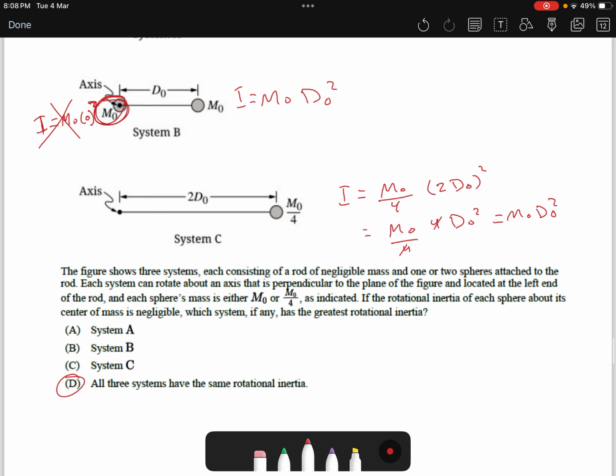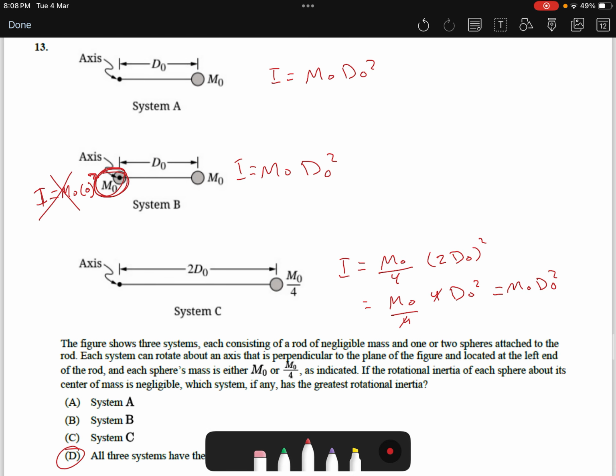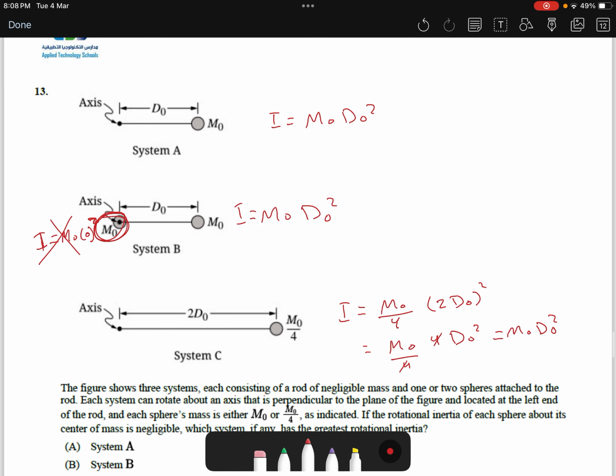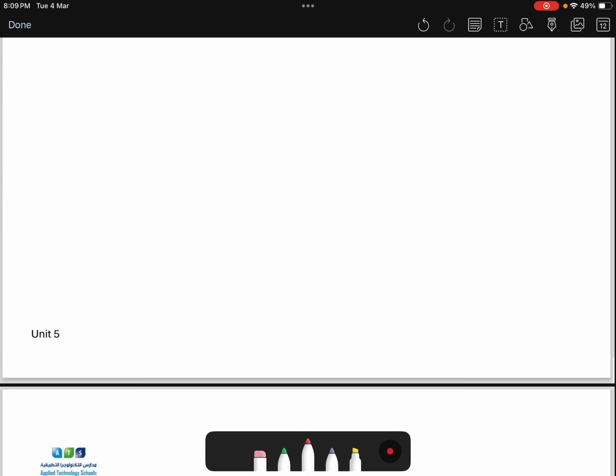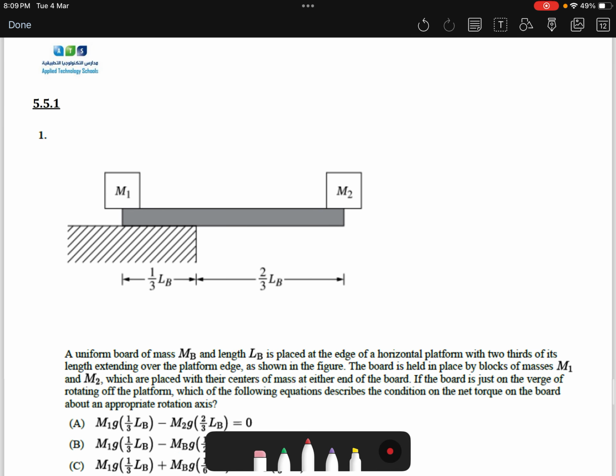Sorry, let's have this comment here. Always when we have mass or point of mass rotating around an axis, we use I equals mr squared. This is the main formula for this case. Now, let's go to 5.5.